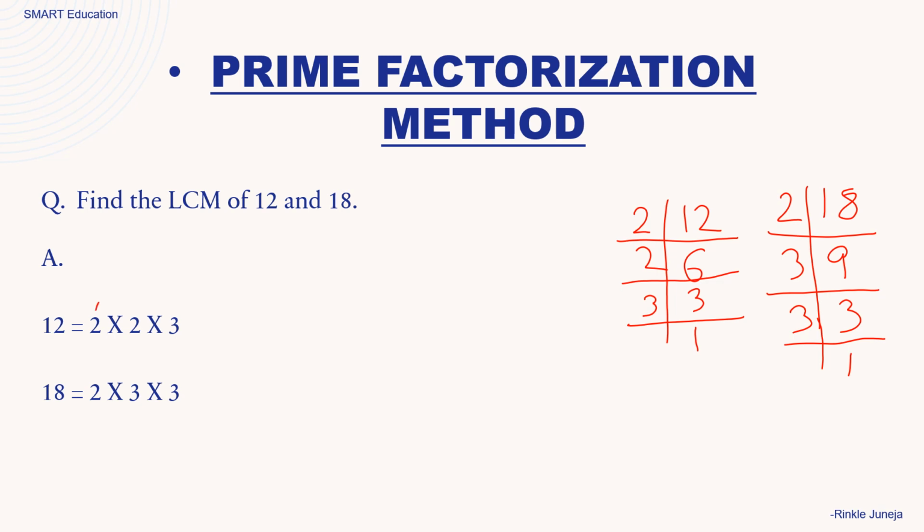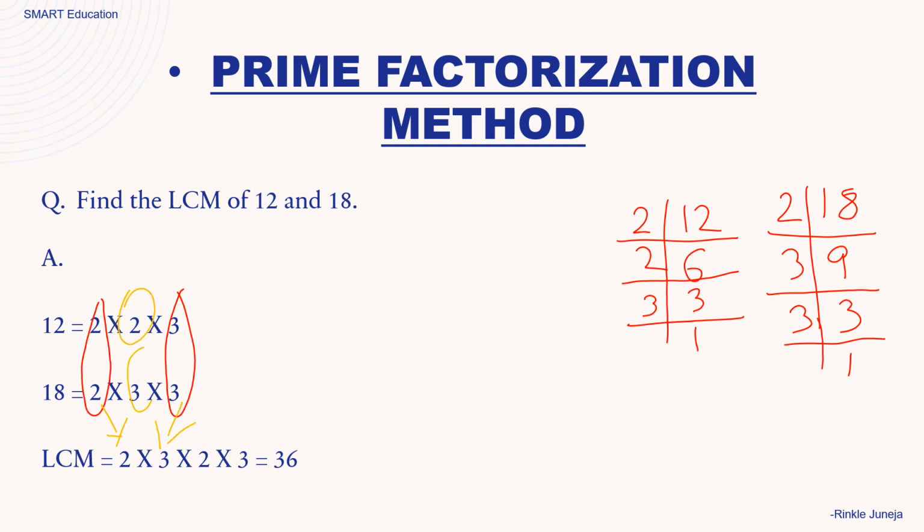So here 2 is forming a pair and 3 is also forming a pair. When we find the LCM, we multiply 1, 2 from this pair, 1, 3 from this pair and the leftover numbers as well. So we get the LCM as 2 into 3 into 2 into 3. The LCM is 36.